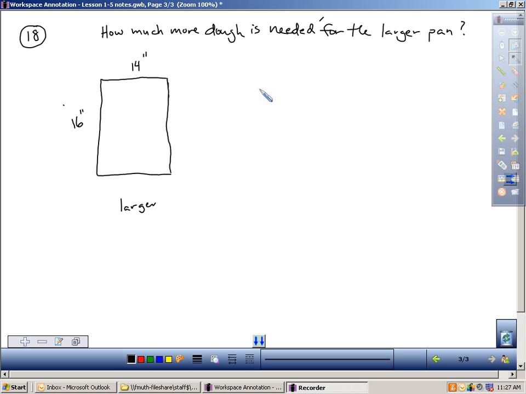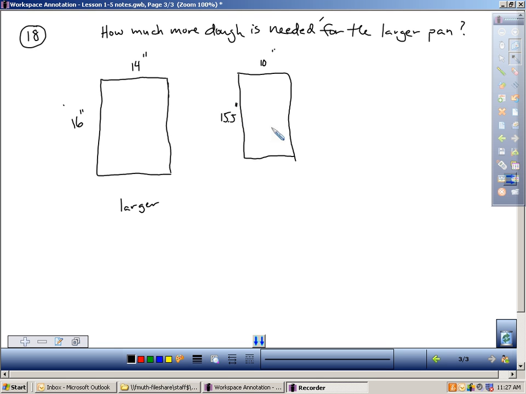And the smaller pan is 15 and a half by 10. So I'll try to make this look a little smaller. Again, this is not about being an artist. It's just about having a picture we can look at. Okay, so here's 10 inches and 15 and a half.